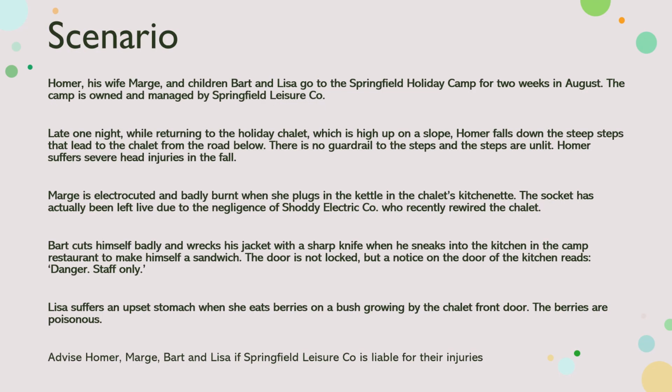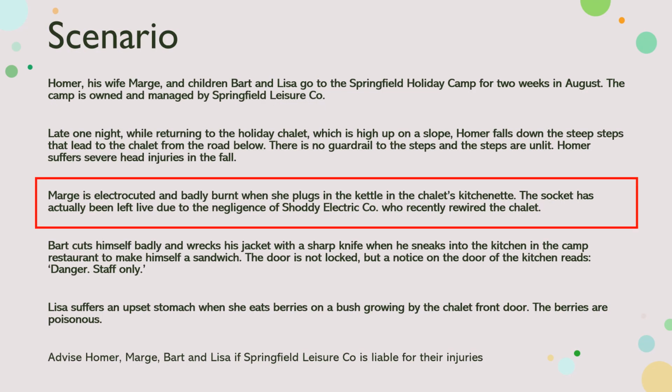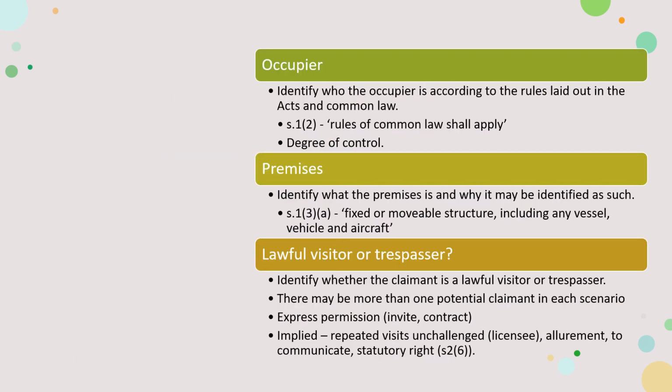Our final claimant with respect to lawful visitors is Marge. So she's inside the kitchenette in the chalet and she's badly burned when she plugs in the kettle. Now, it tells us also that Shoddy Electric Company have recently rewired the chalet. So this again is repetitive.